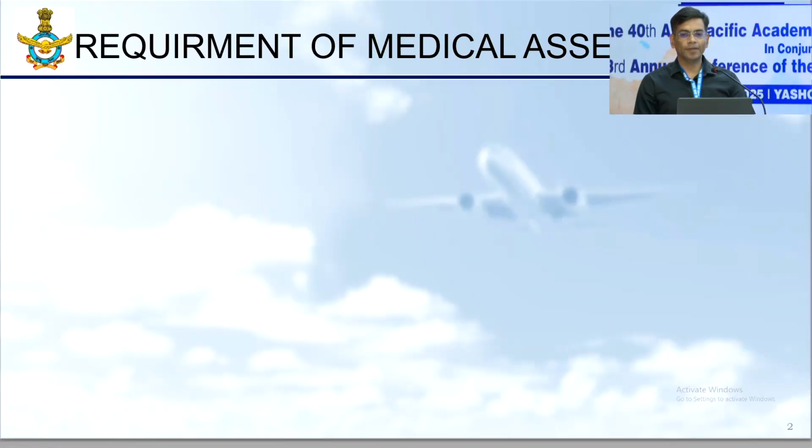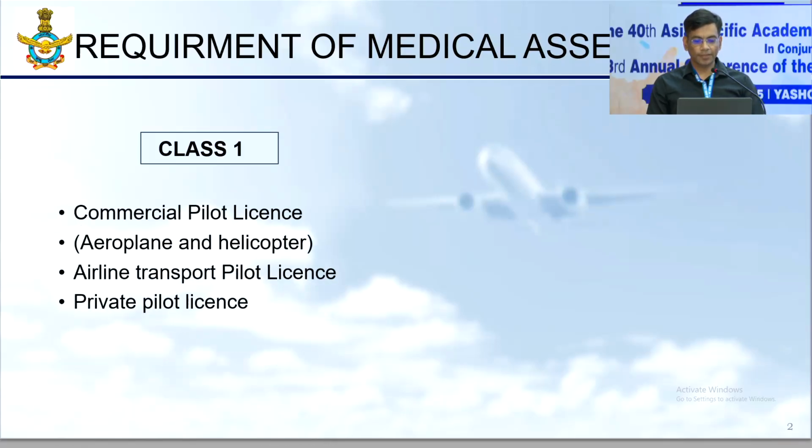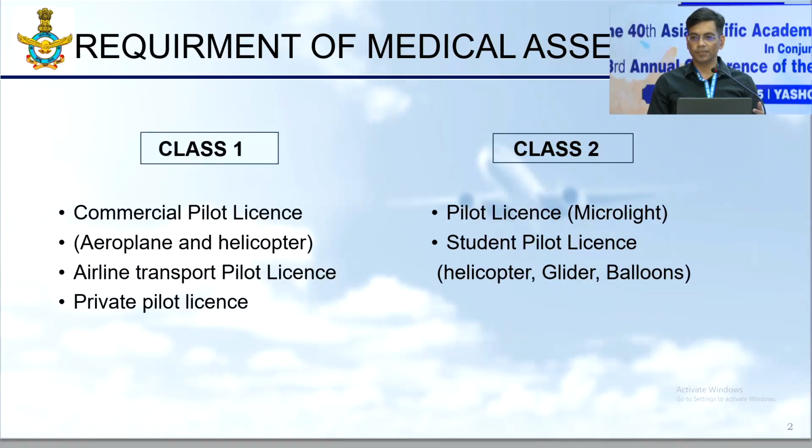Before going to any medical assessment, we need to know for which class the aspirants have applied. This is basically class 1 and class 2. What is class 1? Class 1 is the commercial pilot license. If you are catching a flight, the pilot is a commercial pilot license holder, and the second one is the airline transport pilot license, and third is the private pilot license. And class 2 is basically the student license, for those going for training on small aircraft.